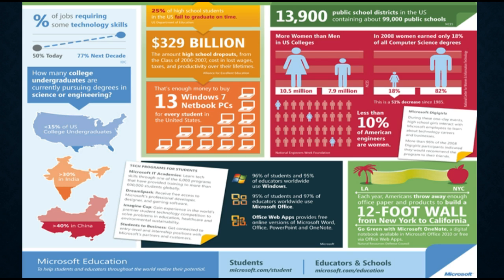We're not training people in the professional skills they need with the same kind of innovation and success that other countries are doing it. So how many college undergraduates are currently pursuing degrees in science or engineering? Look at America, less than 15%. We all know that science and engineering are heavily predicated on technology. This is why where we teach is so massively important to the success of our nation.